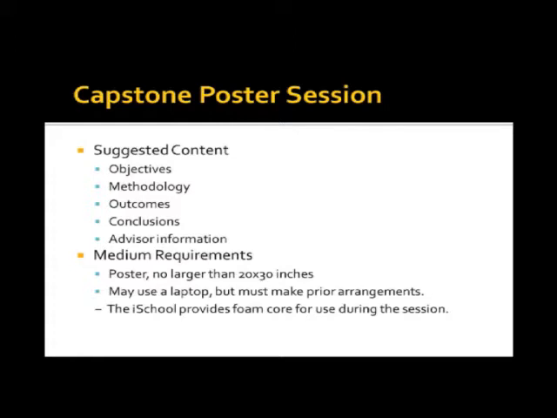Suggested content for a poster includes objectives of your project, the methodology that you used, the outcomes of your project, and conclusions that you draw from the outcomes. You also want to make sure to include your advisor information on the poster to give credit to your faculty advisor and field advisor. The poster should be no larger than 20 by 30 inches, and this is something that I'm going to address now and again later. You want to make sure that you set it to 20 by 30 inches whenever you start making the poster, not at the end. That should be the first thing you do whenever you start making your poster.